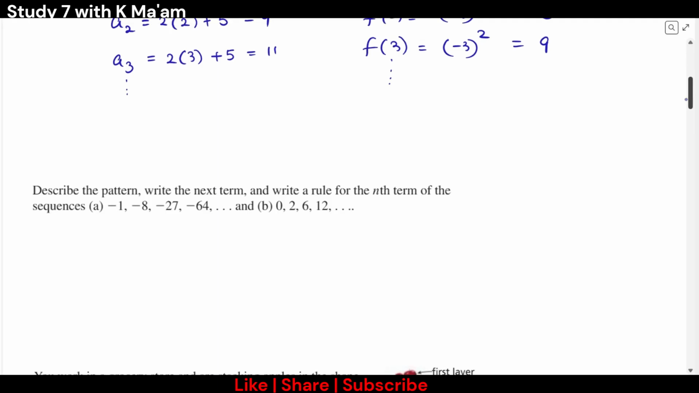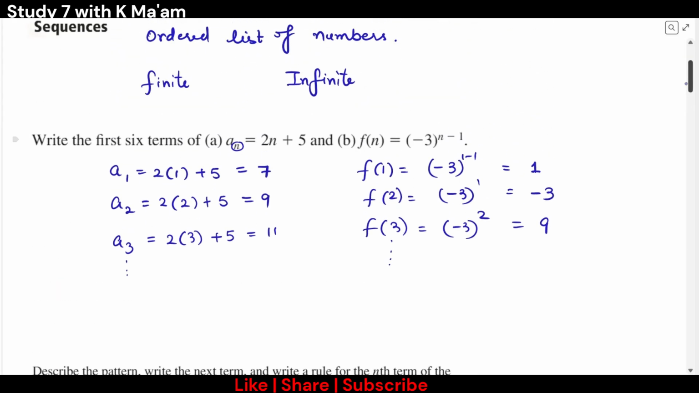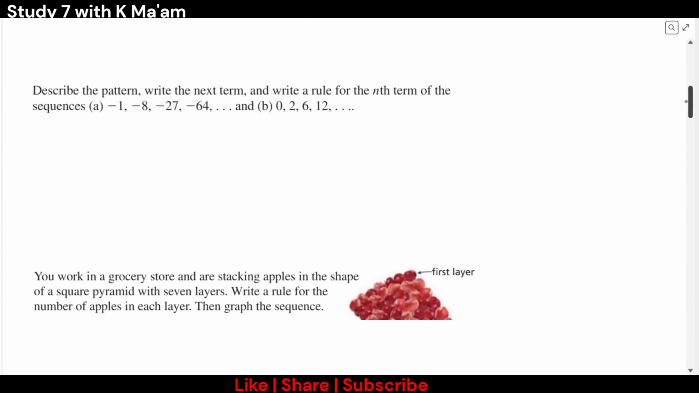In the next question we have to describe the pattern. So sequence terms are provided, and we will see how they are forming. What is the general rule? In the last question, a rule was given, and we only substituted to get the terms, but here the terms are provided. We are writing the general term. The general term is a term from which you can calculate any term, maybe directly the 20th term or 100th term.